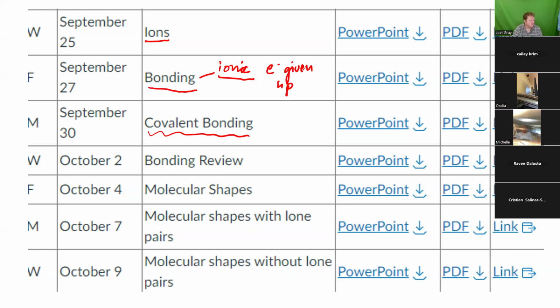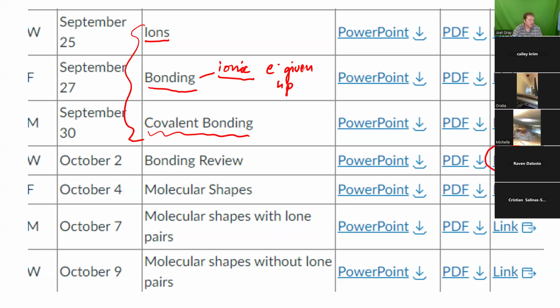Then for a bonding review, that was where we talked about ionic and covalent bonding. So if these three topics are something that you're like, I feel decent about, but I just want a little bit of a refresher, I would watch this link. That's going to be a summary of all of these different topics.